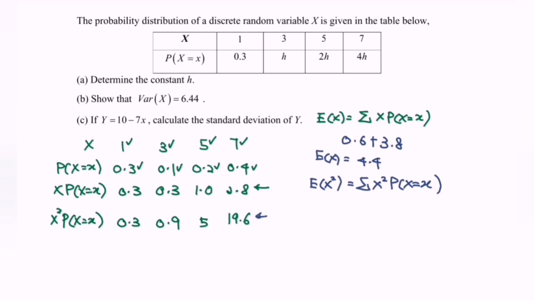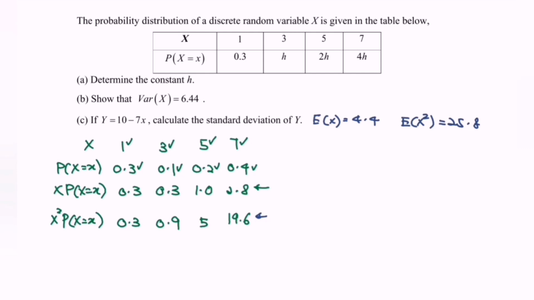Sum up, and we will have E(X squared) is equal to 0.3 plus 0.9, which is 1.2, plus 5 plus 19.6. So the value for E(X squared) is equal to 25.8. Next is to find the variance, where the variance of x is equal to 25.8 minus bracket 4.4 squared, and we will have the value 6.44 for the variance. And we have shown that the variance of x is equal to 6.44.